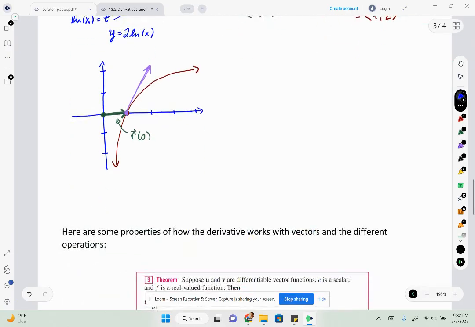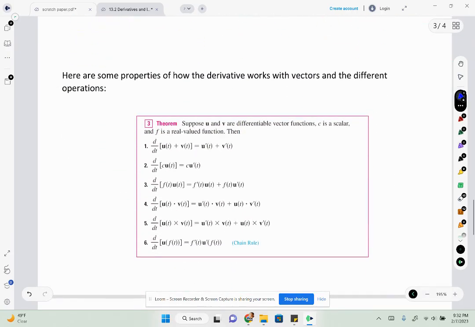Okay, next. We have some properties about how derivatives work with vectors and then all those different operations. Focus more on things like how the derivative of a sum of vectors works. So this is our sum property, the first one. The derivative of a constant times a function, bring the constant outside. So that's our constant multiplier, or in other words, our scalar multiplier.